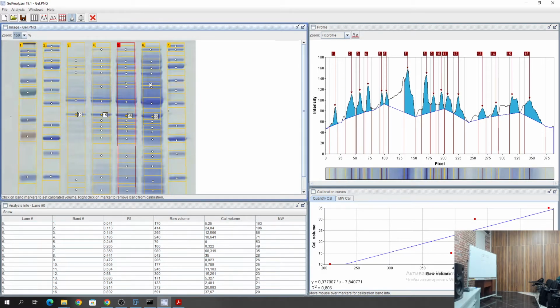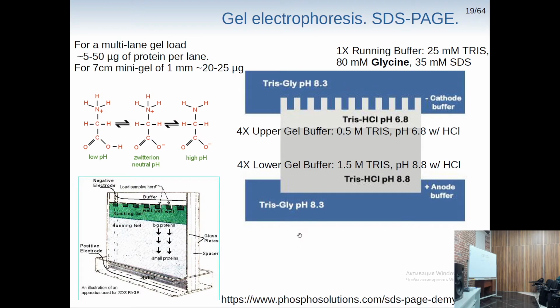And after this calibration, you will also be able to get a volume in the units that you use for calibration for your gel. So, as you can see, you can use this program to get molecular weights of your electrophoresis gel, and if you have a standard for quantity of the protein, you can also use the program for quantitative work. Alright, then let's continue.